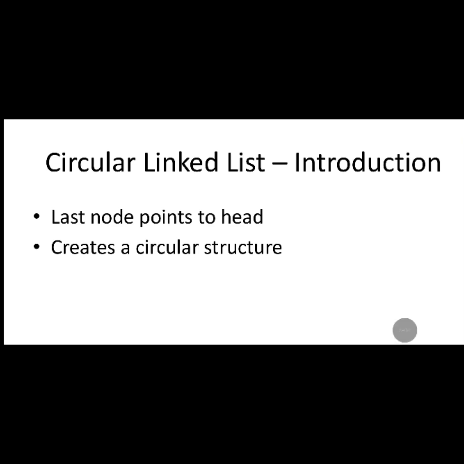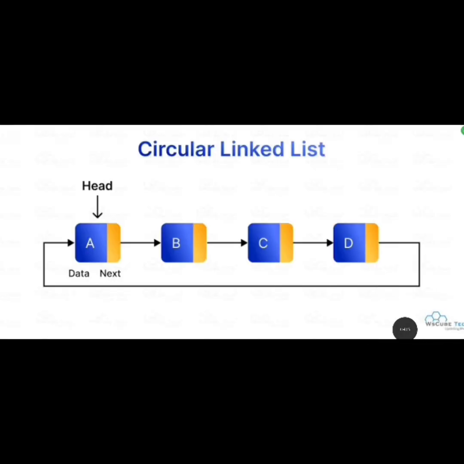Then the last type of linked list is the circular linked list. Here the last node points towards the head again. Here this is the structural diagram of a circular linked list.